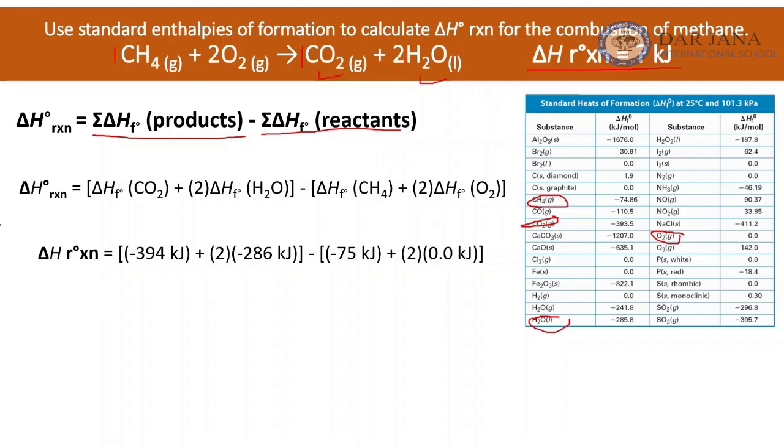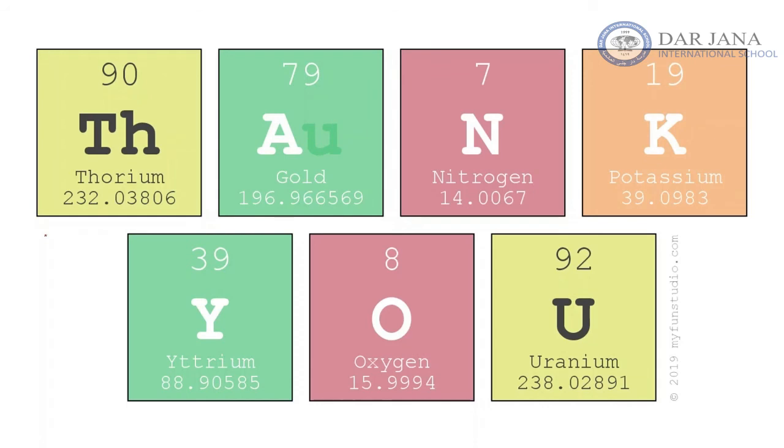I rounded these numbers. After substituting the values and, of course, multiplying them by the coefficients, we just solve normally to get the delta H of the reaction, which is -891 kilojoules. So again, this is how we find delta H of the reaction using the standard heat of formation for different substances. Thank you for listening.